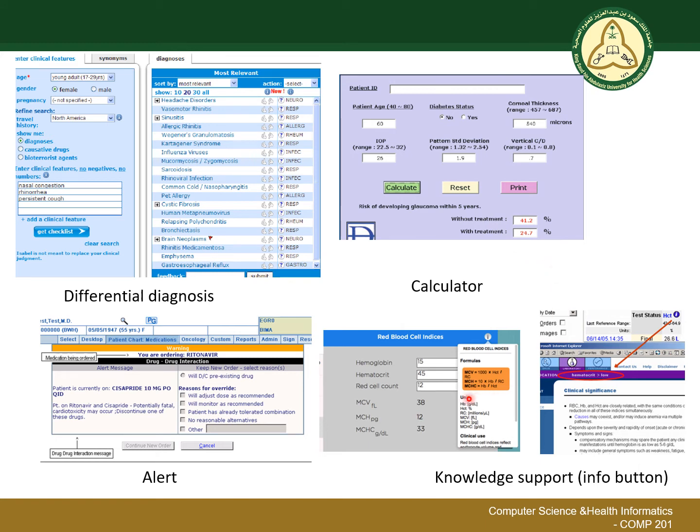And here we have knowledge support. We can use the info button to have more information about the calculator, and also about what the abbreviations or the codes mean. And also here we have information about a specific clinical case. We can have more information and clinical guidelines from the knowledge support system.